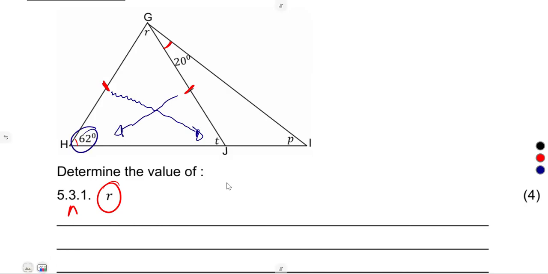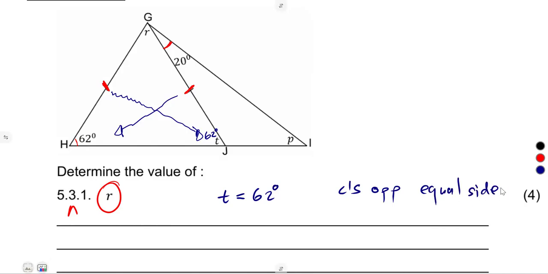So the 62 degrees at H must be exactly the same as the angle T here, which is at J. So this must be 62 degrees. Angle T is equal to 62 degrees. These are angles opposite equal sides. Okay? So if angle T is 62 degrees, therefore angle R can be calculated.